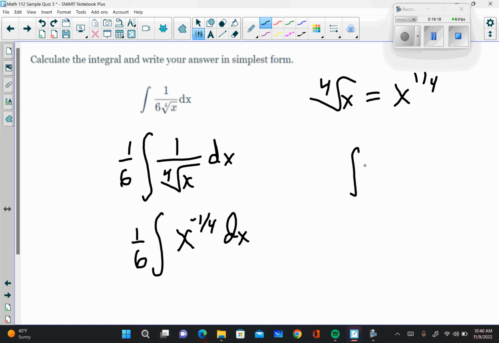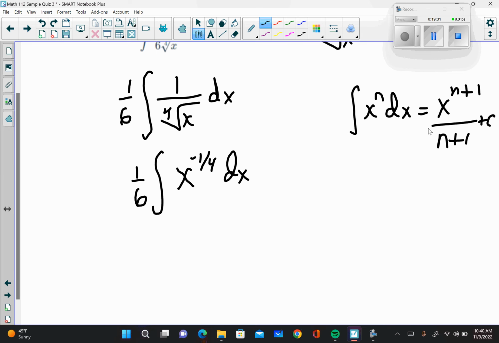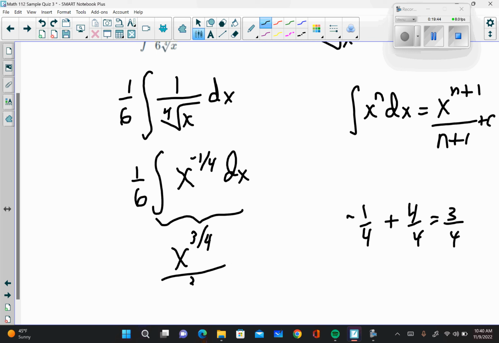And just like we did in the last question, the integral of x to a number, this number right here, dx is x to the whatever the exponent is plus 1, over n plus 1. So this integral is x to whatever -1/4 plus 1 is, which is 3/4, over 3/4. 1/6 just gets brought down. Plus c is part of the answer.